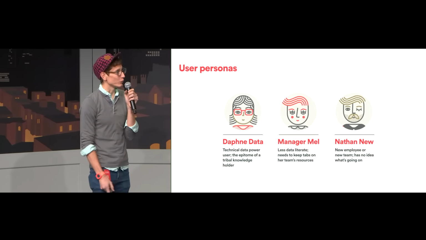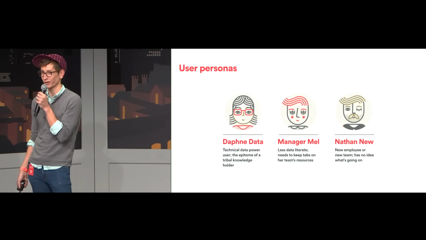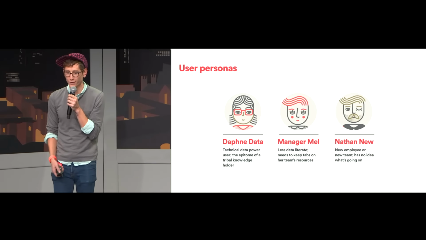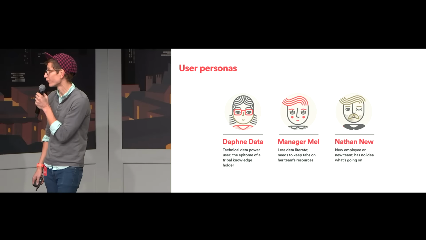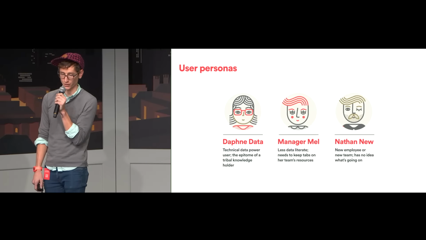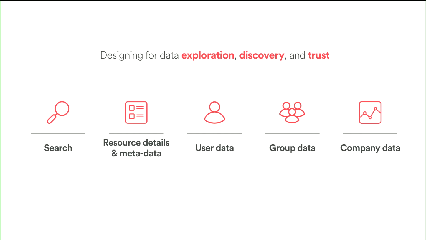And finally, we have Nathan New. He could be a new employee, or maybe he's just working with a team for the first time. In either case, he has no idea what's going on. He's completely lost and quickly needs to get ramped up on data resources. With these user personas in mind, we designed the app to facilitate data exploration, discovery, and trust through a variety of product features. I'll discuss these in greater detail in the next few slides.